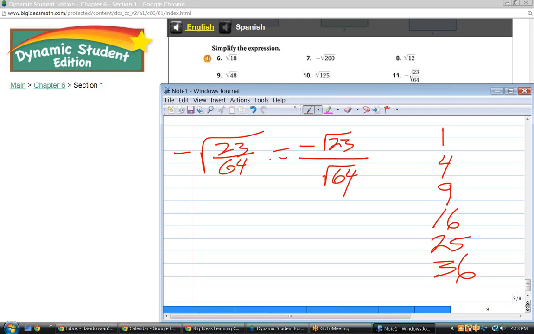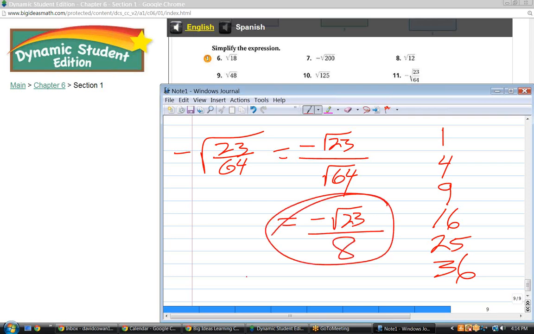I could put it out in front, I could put it on top, I could put it on bottom, it doesn't matter. Now how do I reduce that? You get root 1 over the other, since 23 is prime. You can't do anything with that. There's your answer. And that's exactly right.